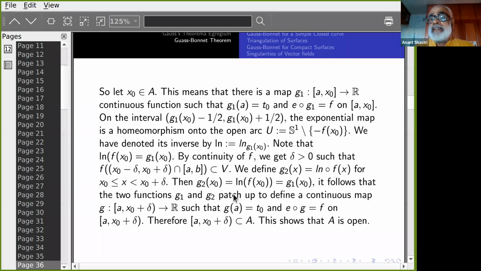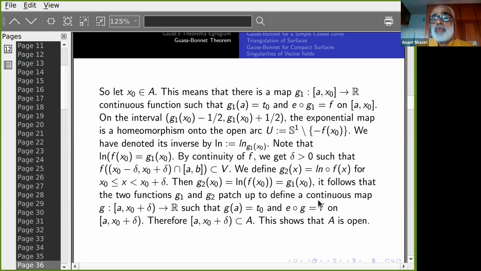Therefore, the two functions can be patched up to give a new function all the way from A to x naught plus delta. The function was defined only up to x naught by our choice here. Now I have extended it up to x naught plus delta. What does that mean? An open neighborhood of x naught is inside A. For an arbitrarily chosen point, a small open interval around it is inside A. Therefore, A is open.